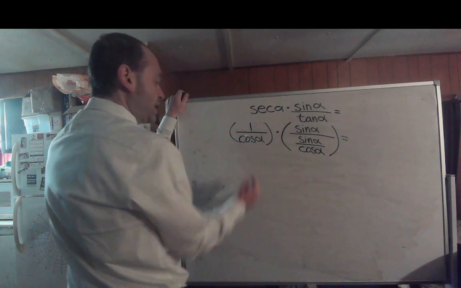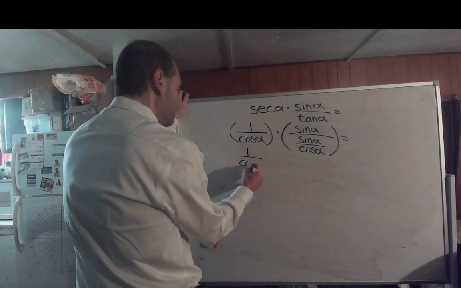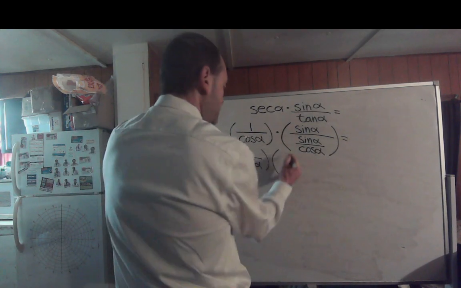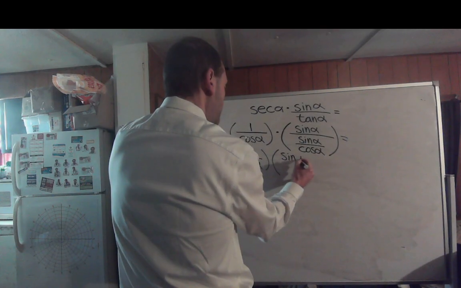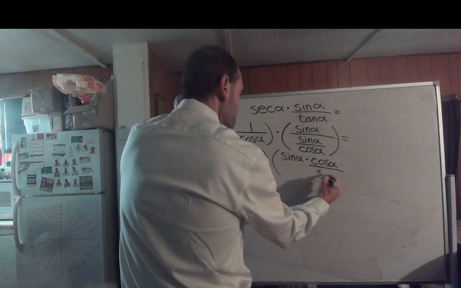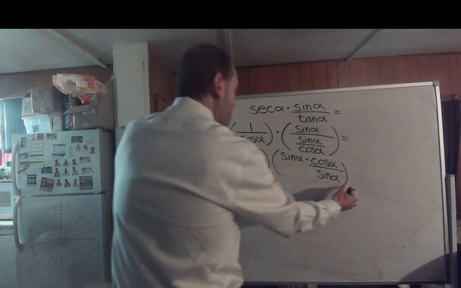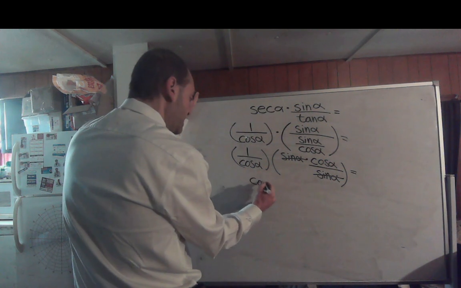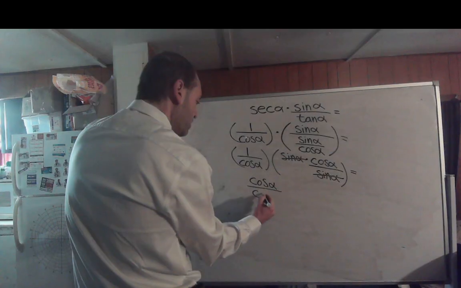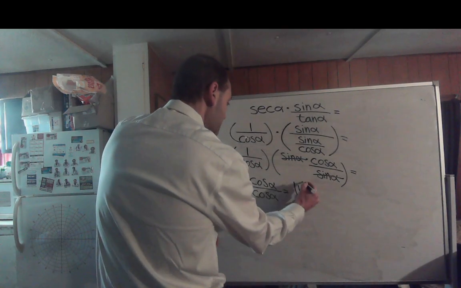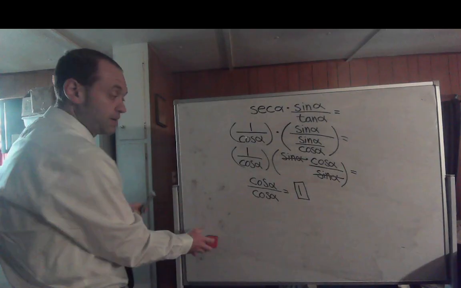So let's go ahead here now. We'll have 1 over the cosine of alpha times, now this will turn into a complex fraction. You would end up having the sine of alpha times the cosine of alpha all over the sine of alpha. Well, in your second term, notice your sines cancel. So you're literally left now with the cosine of alpha over the cosine of alpha, which would just give you 1. So this should end up simplifying into 1.